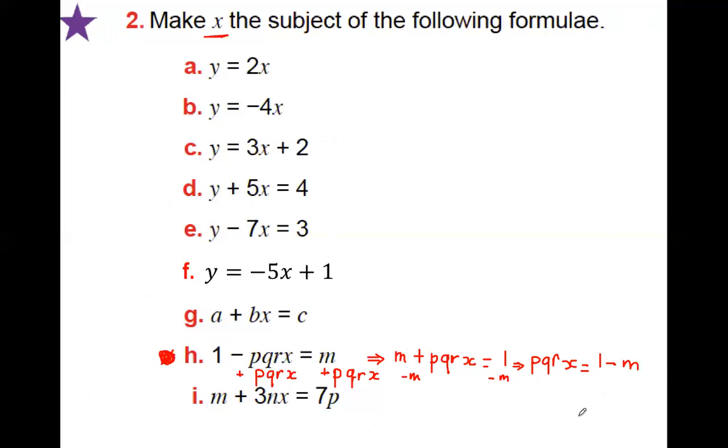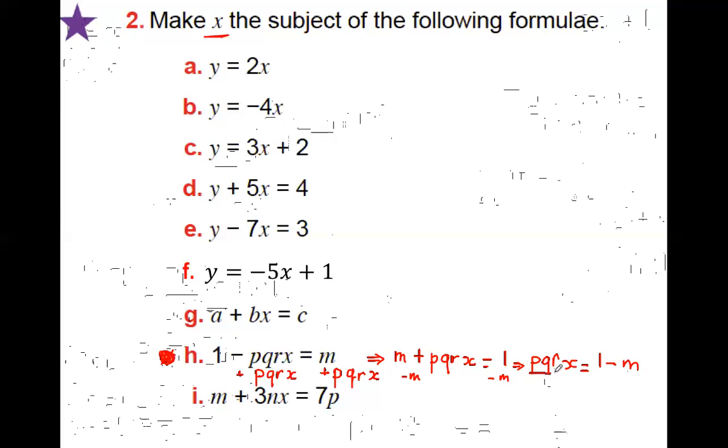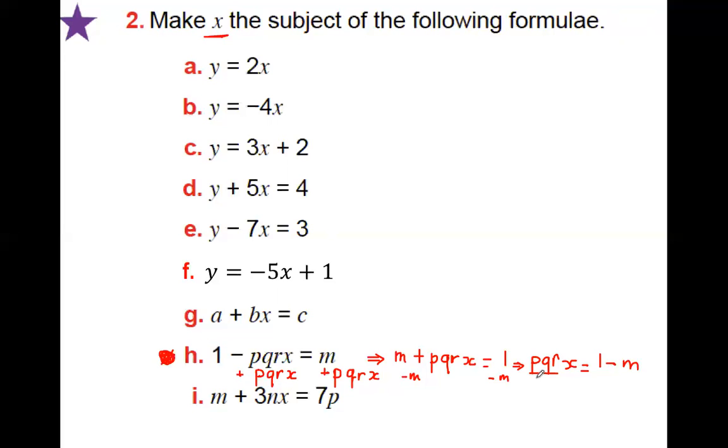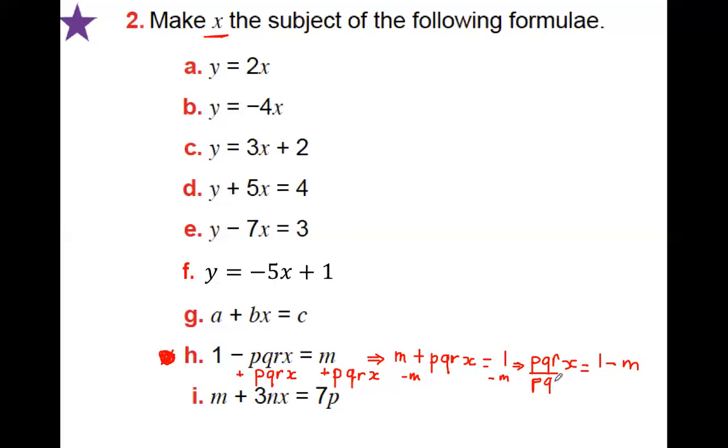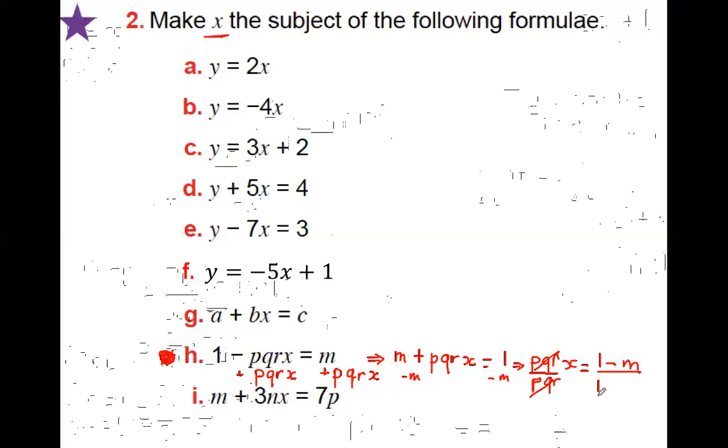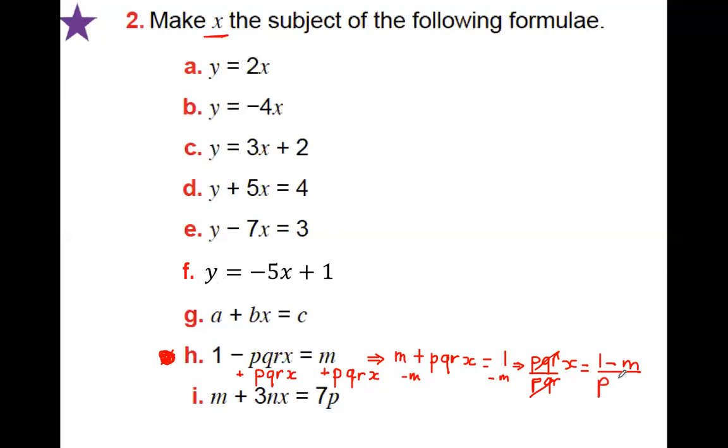And now, to get rid of PQR, which is all multiplying, what do we do with multiplying by PQR? We divide both sides by PQR. And that's our answer. PQR over PQR becomes 1, remember when we used to simplify, so 1x equals 1 minus M divided by PQR. So we've made x the subject.